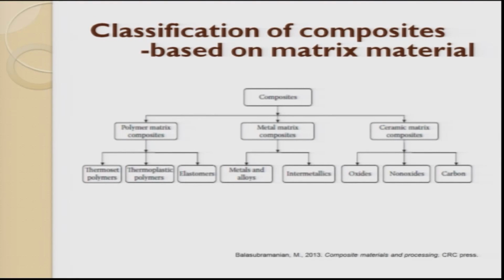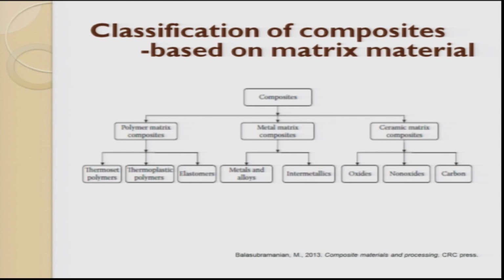Next is intermetallics. Intermetallics are an offshoot of metal matrix. Here the alloys occupy a fixed stoichiometric ratio, and these intermetallic composites are used for high temperature applications.